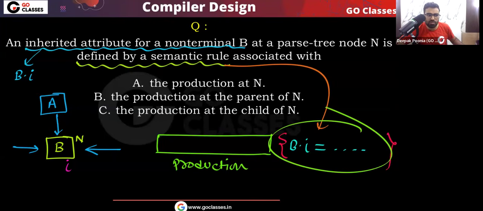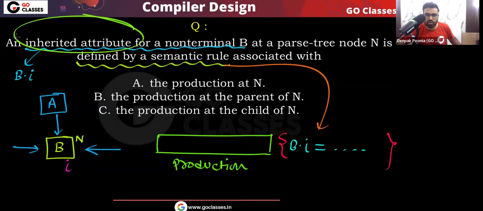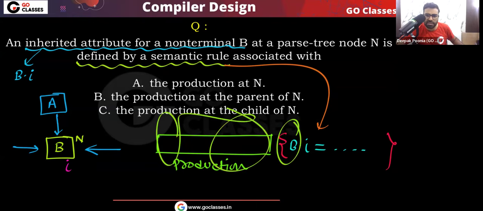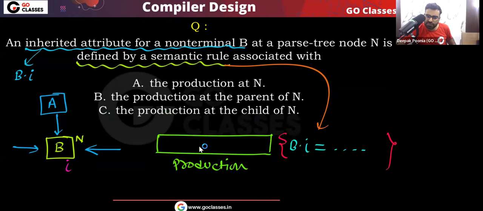In this semantic rule, I am defining the inherited attribute of non-terminal B. It means in this semantic rule I am defining B dot I, and this I is an inherited attribute. Then tell me, for this production and this semantic rule, if I am defining an inherited attribute, will this B be on the LHS or on the RHS? If this B is on the LHS, then what will be the problem? Let's assume B is on the LHS.